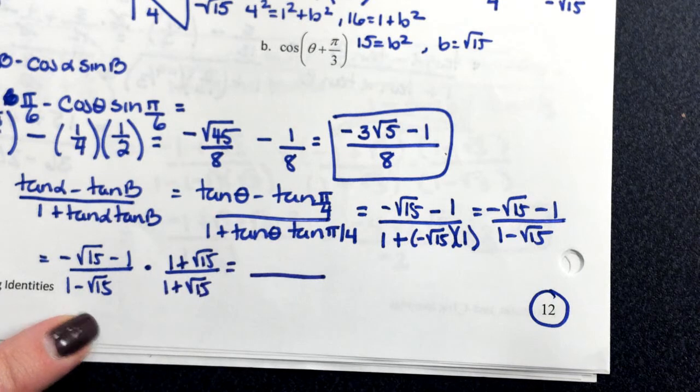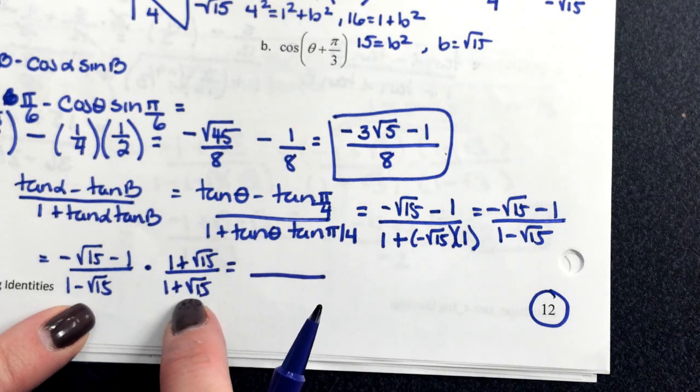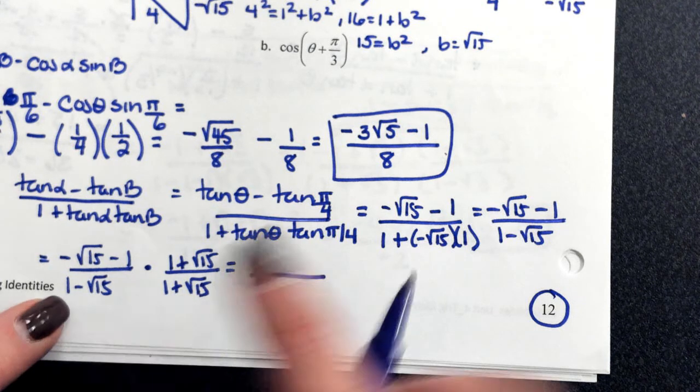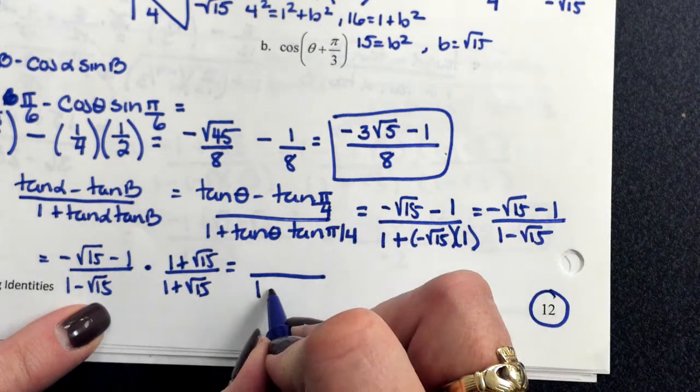I'll do the denominators first. Remember, when you multiply a binomial and its conjugate, the outers and inners are going to cancel. Multiply your first terms together, multiply your last. Negative square root 15 times positive square root 15 is a minus 15.